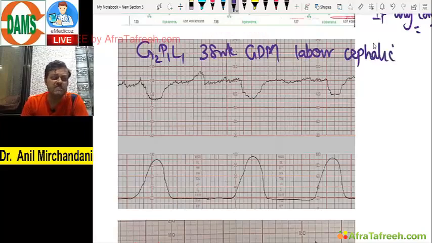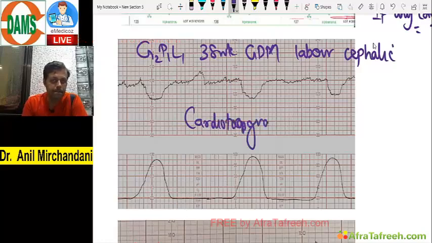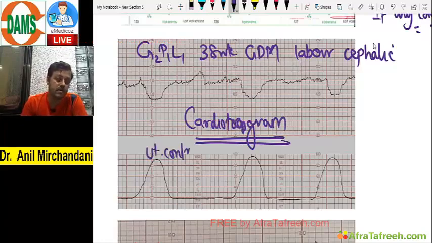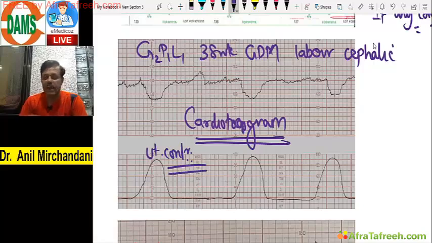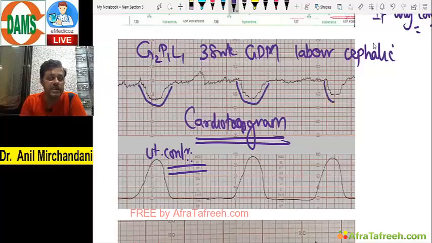And you are finding this picture. First and foremost, this is a cardiotocogram, where uterine contractions are present. The NST had a flat line over there. In this cardiotocogram, there are uterine contractions, and with the contractions, there are decelerations happening. Decrease in heart rate by 15 beats for 15 seconds.